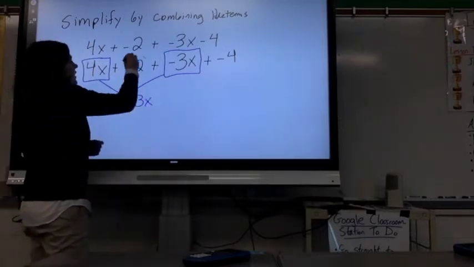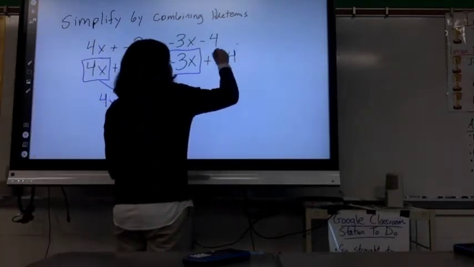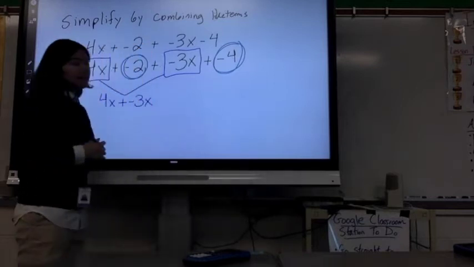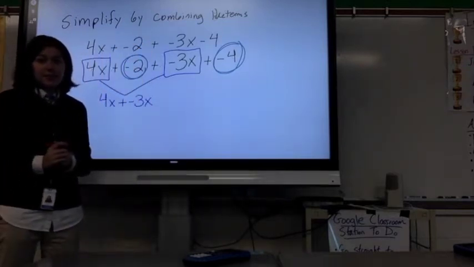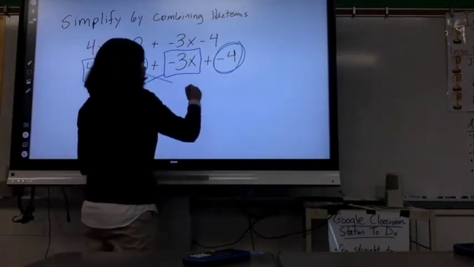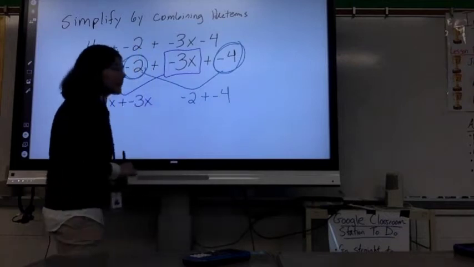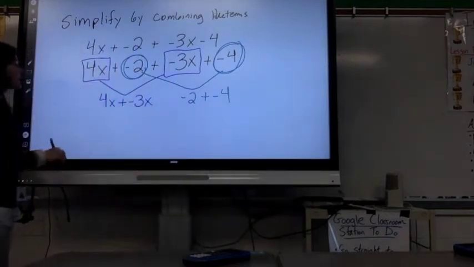And then here I have negative 2, which I'm going to circle in blue, and negative 4. Those are like terms because they're just numbers, right? So if they're just numbers, nothing's attached, those are like terms. So I'll rewrite negative 2 plus negative 4. I'm always adding. Combining, I'm always adding.